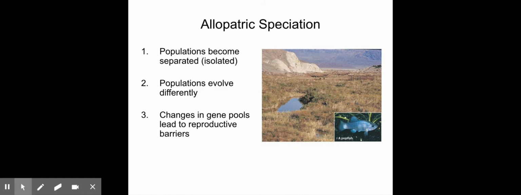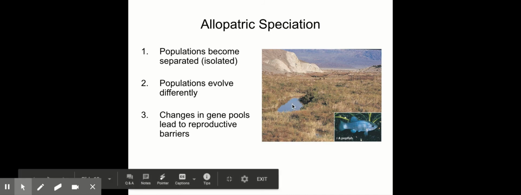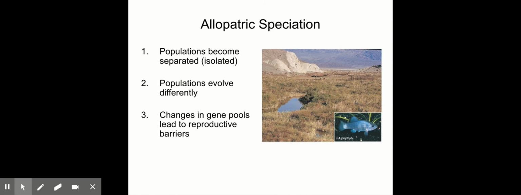Could it be through natural selection? Yeah, right? What about different selective pressures in these pools? What if one pool is saltier than another pool? And we know that some of them are. What if one pool has predators in it and another pool doesn't have predators in it? Then we might expect these populations to evolve differently through natural selection. What about mutation? Is it possible that a mutation could arise in one of these pools and that mutation doesn't arise in any of the other populations? Yes, certainly, right? So there are several different ways through which these populations can evolve differently, and they're isolated from each other.